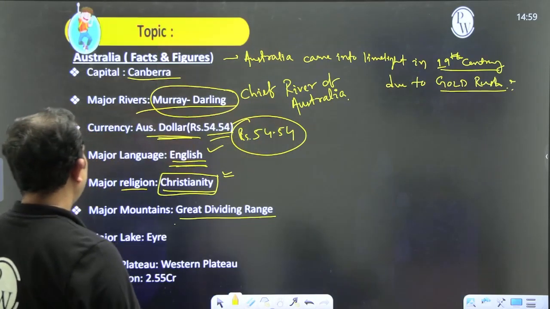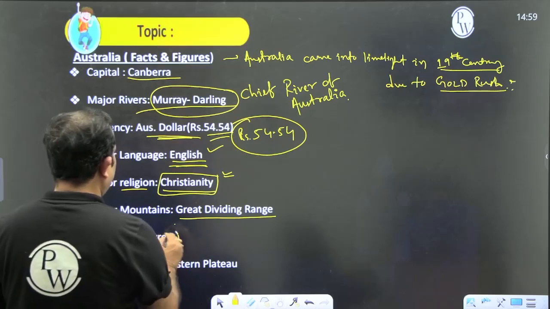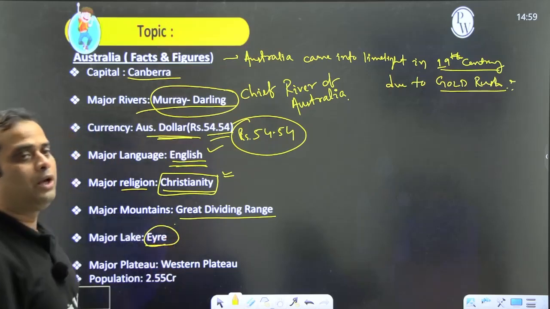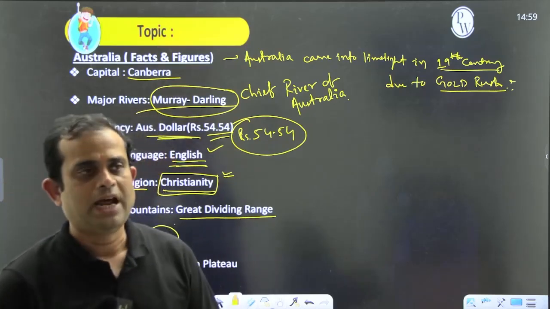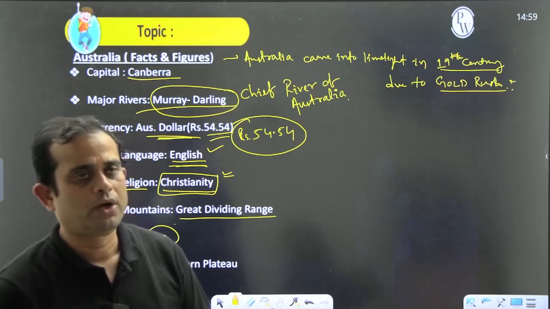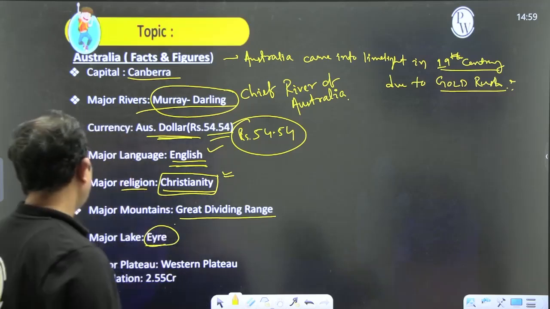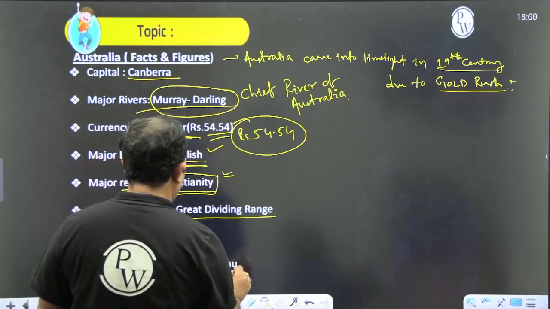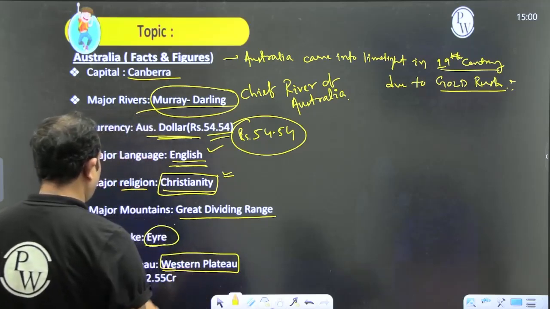Next, we'll see major lake is Lake Eyre. Lake Eyre is one of the largest lakes in Australia, right? So major plateau is your Western Plateau. Western Plateau is Australia's major plateau.